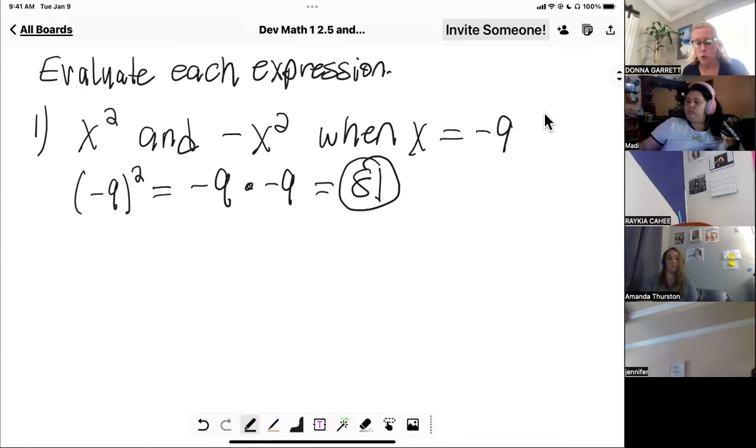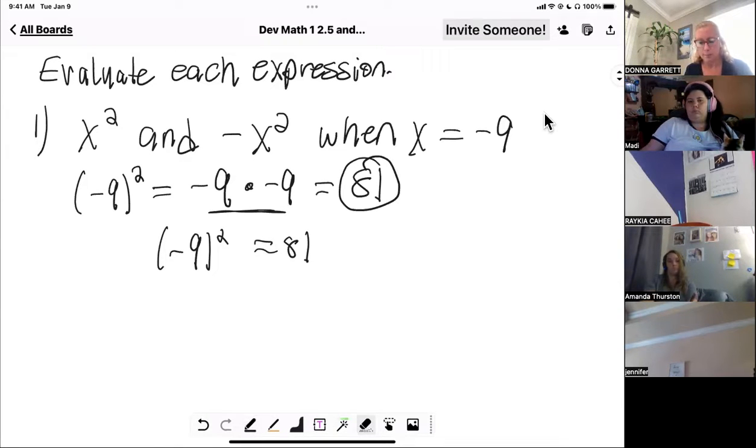Now, those of you who don't have to show me this, I am fine with you going -9 squared equals 81. I am fine with that, because you're at that point that you can do that.